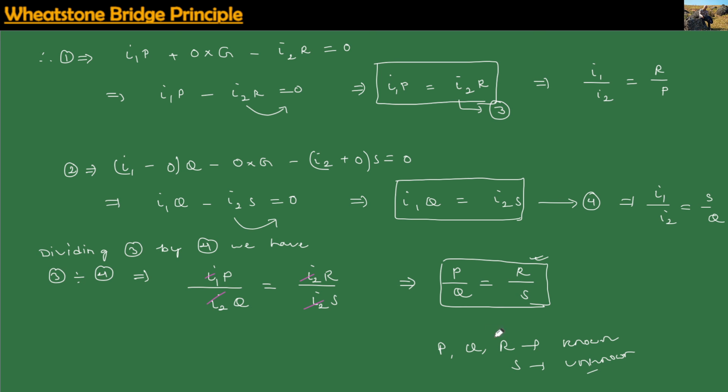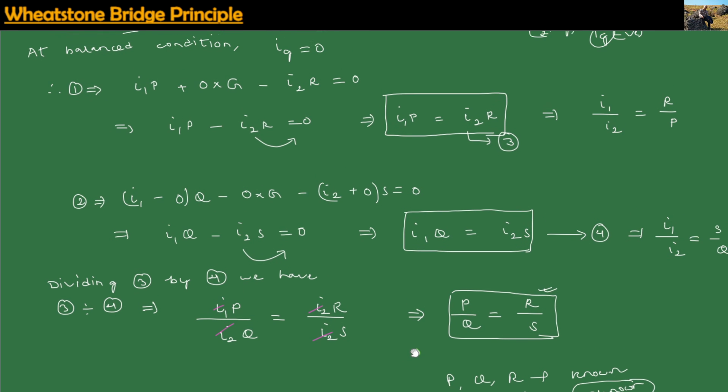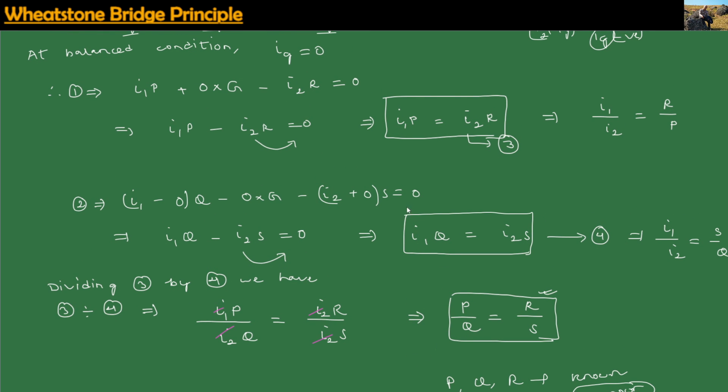So keep in mind that this Wheatstone bridge principle is very applicable in the sense that we can determine the unknown resistance by only knowing the values of the resistances from the opposite arms, without depending upon how much current is passing through the bridge. So it is independent of the nature of current which passes through the bridge. That is the most important peculiarity of this Wheatstone bridge principle.